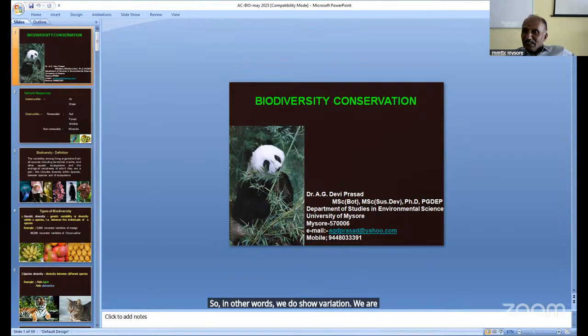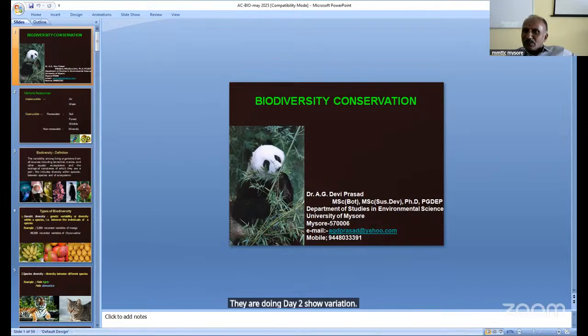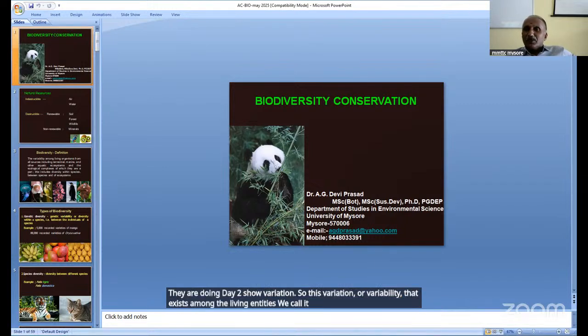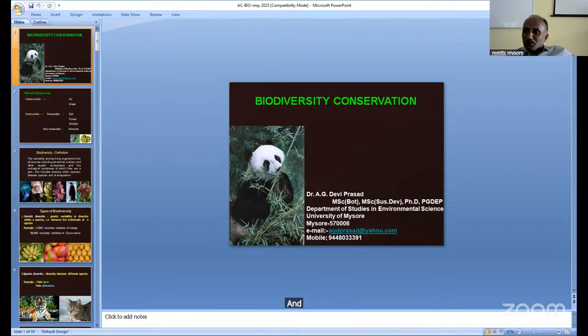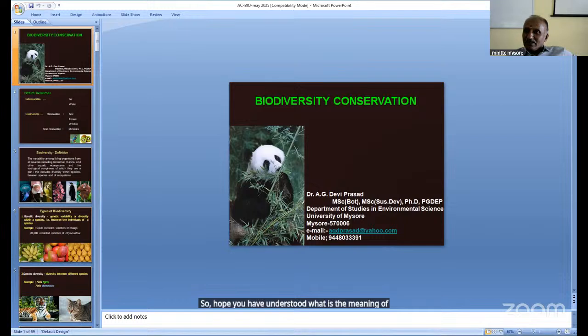We are living entities. Even in a population of tigers, one tiger differs from another. Though externally they appear the same, they show variation. So this variation or variability that exists among living entities, we call biodiversity. The term bios refers to living or life, and diversity refers to the variety or variability that manifests among the living entities. So, hope you have understood the meaning of biodiversity. Biodiversity refers to the variety and variability of living entities.